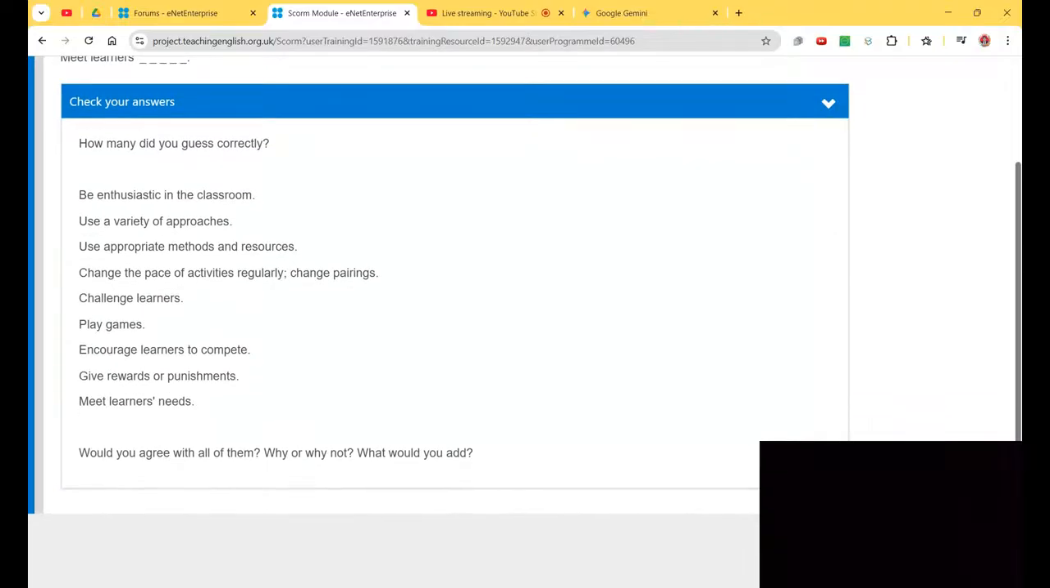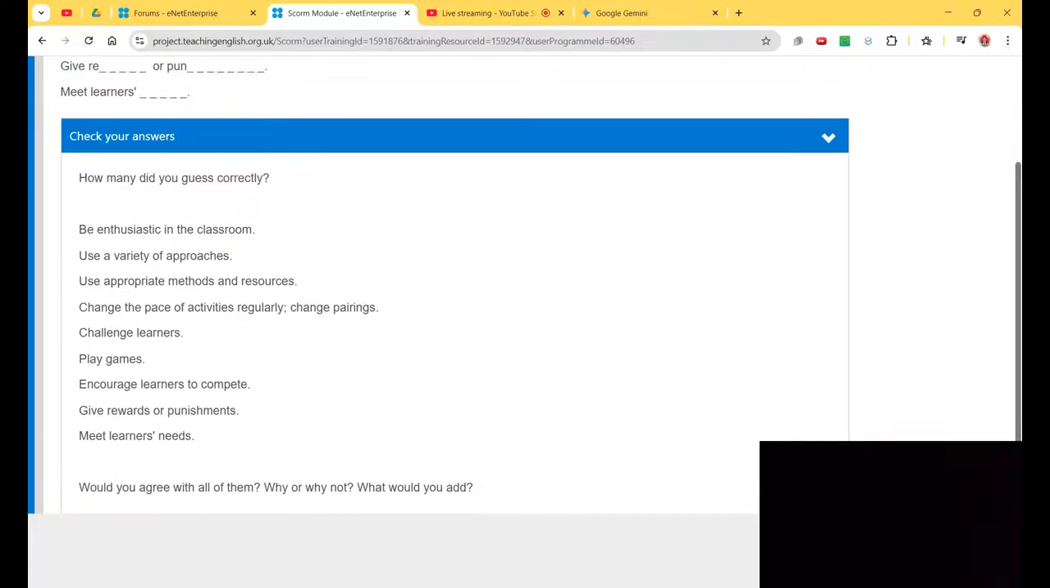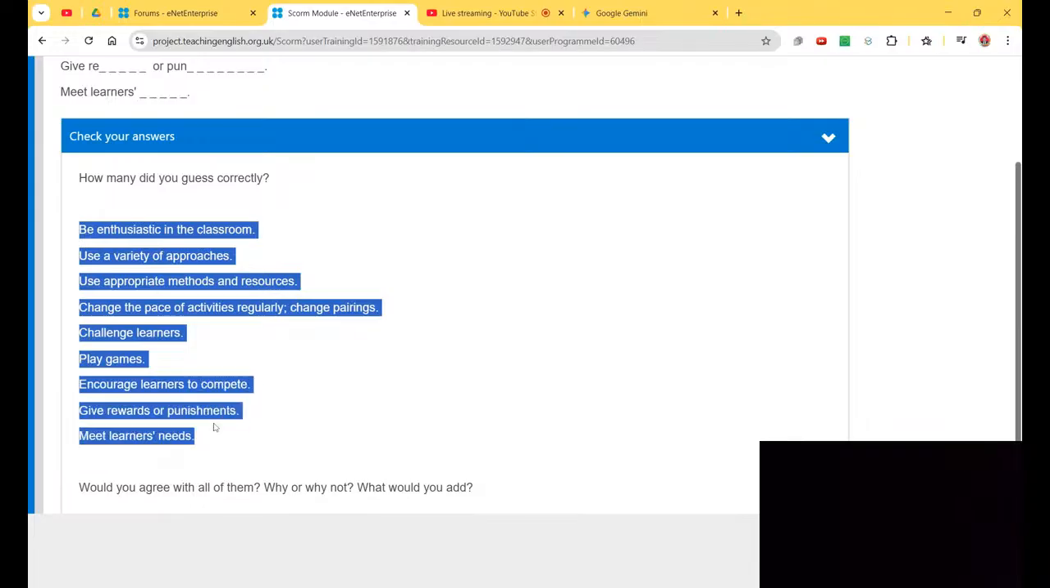Change the pace of activities regularly. Change pairings. Challenge learners. Play games. Encourage learners to compete. Give rewards or punishment. Meet learners' needs. Would you agree with all of them? Why or why not? Would you add anything? This is very important.